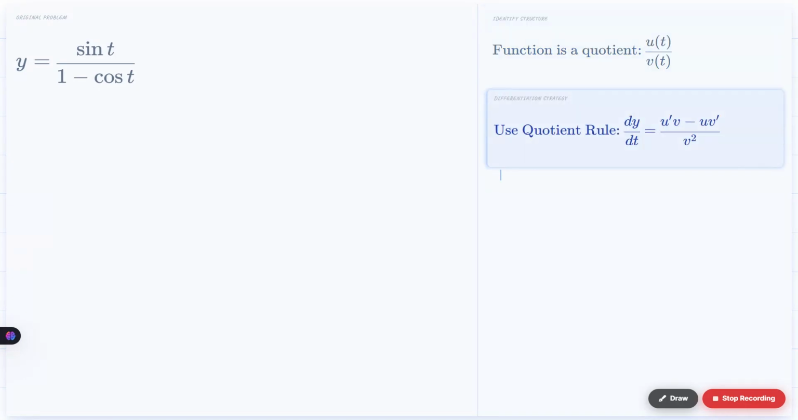We plan to use the quotient rule for dy divided by dt. We do this to find the derivative of the whole fraction. The quotient rule is a specific way to find the derivative when one function is divided by another.